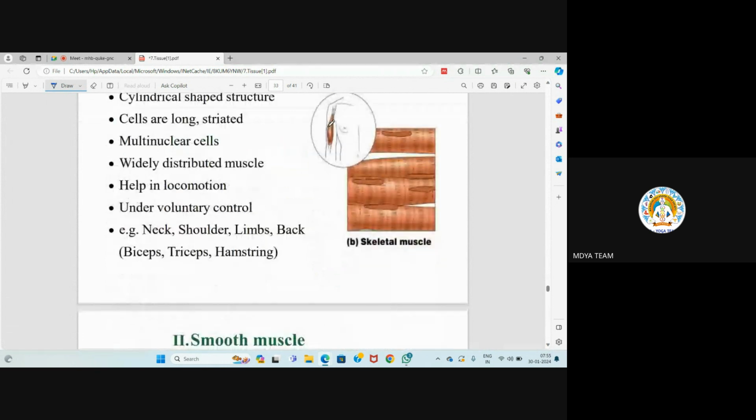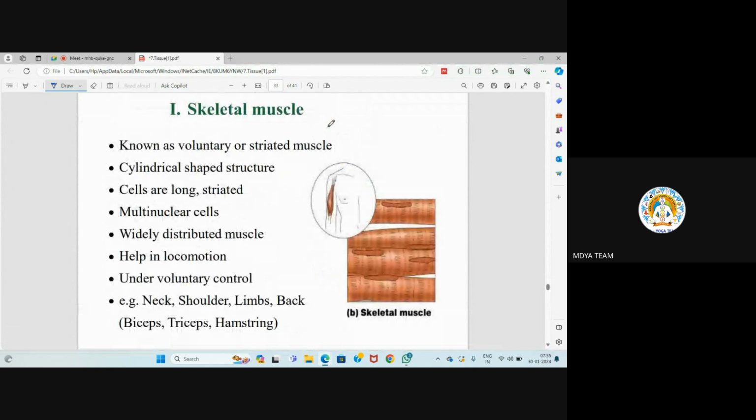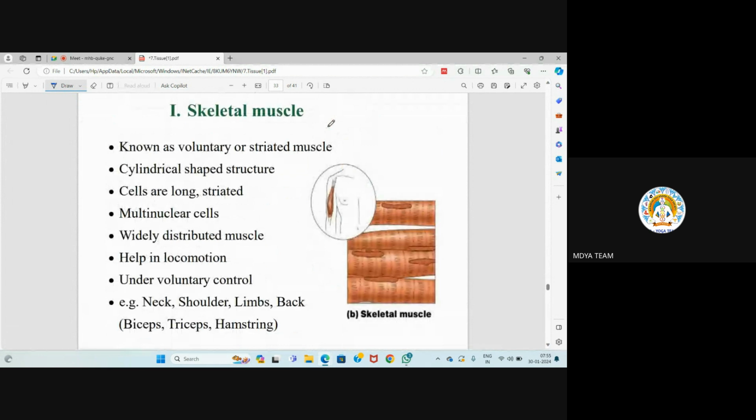So skeletal muscle is known as voluntary or striated muscle. Skeletal muscles are the muscles which we can move as per our own will, means we can voluntarily move these muscles. And due to voluntary movement, our body is in movement. They are almost cylindrical in shape. You can see here in this picture, they are almost cylindrical in shape.